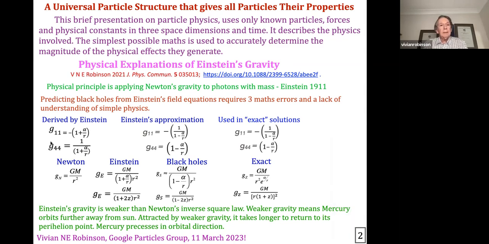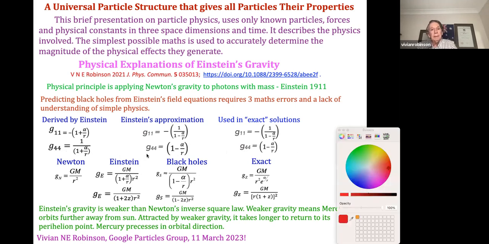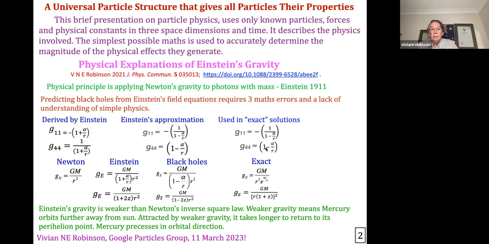For example, Einstein derived G11 equals minus 1 plus alpha over r, which he then approximated to minus 1 over alpha minus r, and that is the equation used in the so-called exact solution. At the same time, he derived G44 equals 1 over 1 plus alpha over r, because they are the negative inverses of each other. He approximated that to 1 minus alpha over r, and that is what is used in the so-called exact solutions. When you go through it all, you can get four metrics out of it.